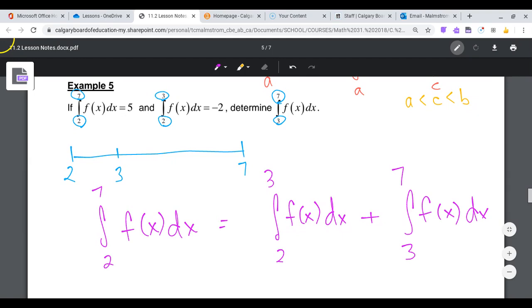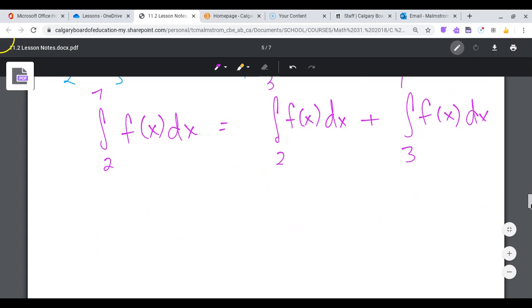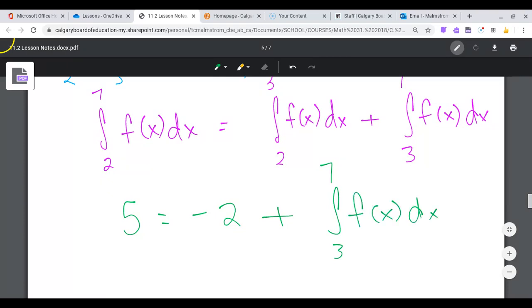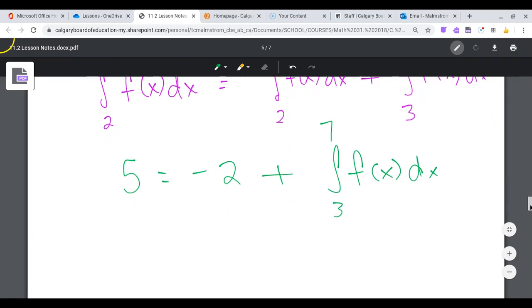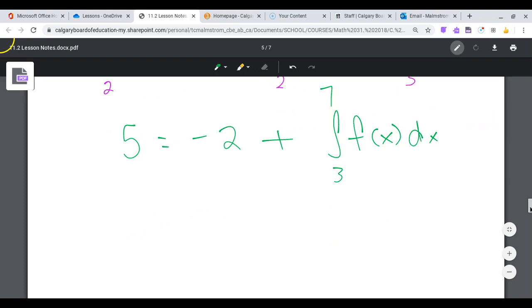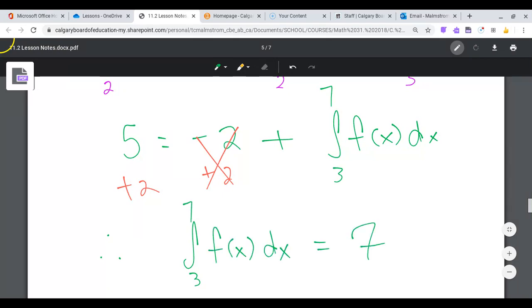So then I know from 2 to 7, the answer was 5. So I'm going to put that in. And I also know that from 2 to 3, the answer was -2. And it asked me to figure out this piece. That was the one it wanted me to do. So I simply just need to move my -2 to the other side and figure out that the answer to that is 7. So add your 2. And then we can say, therefore, the integral from 3 to 7 of f of x dx is equal to 7.